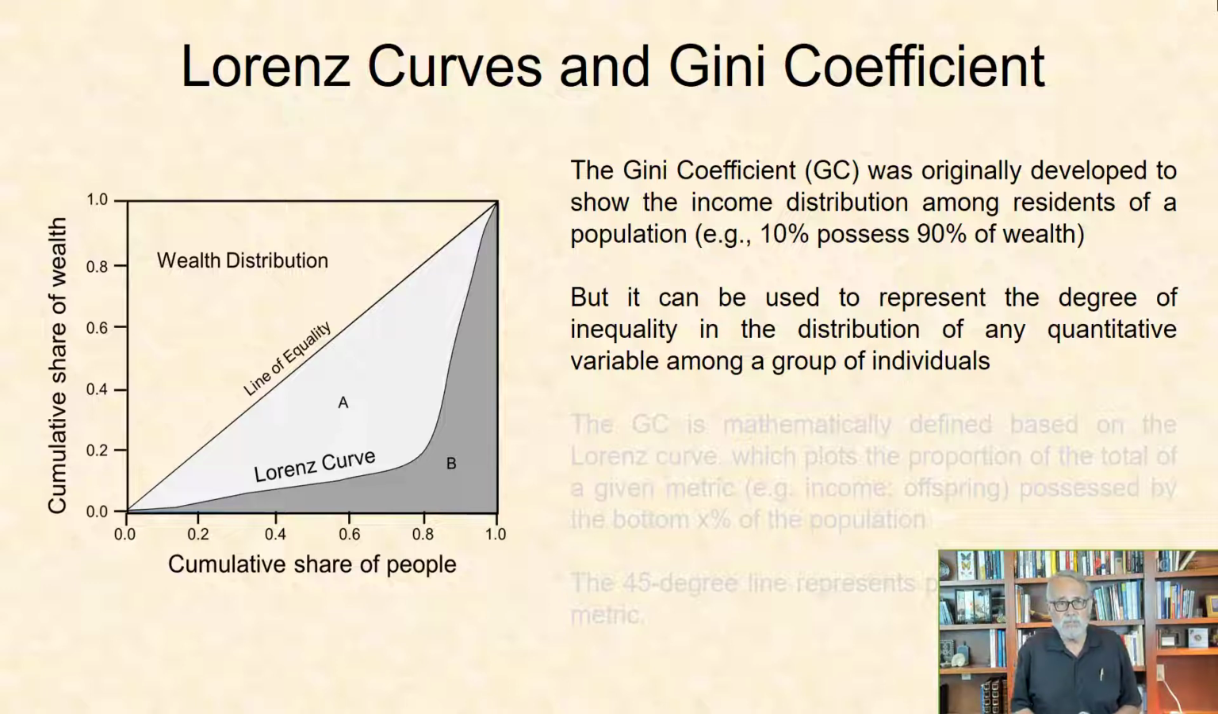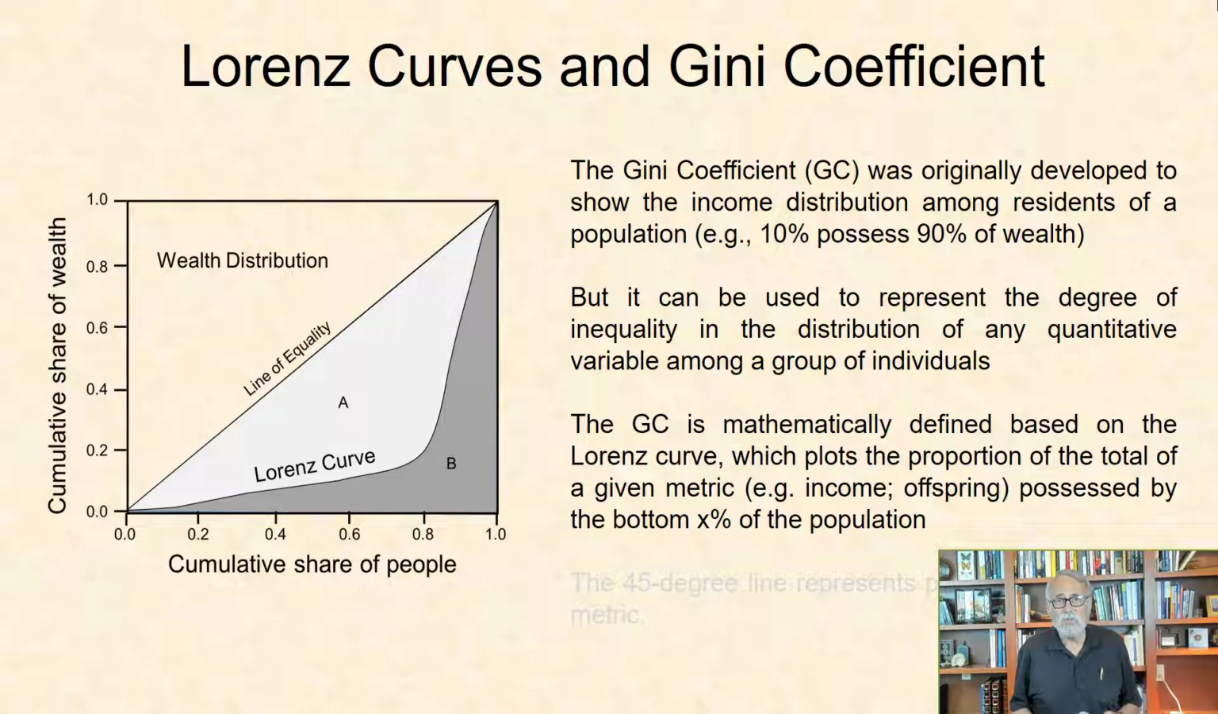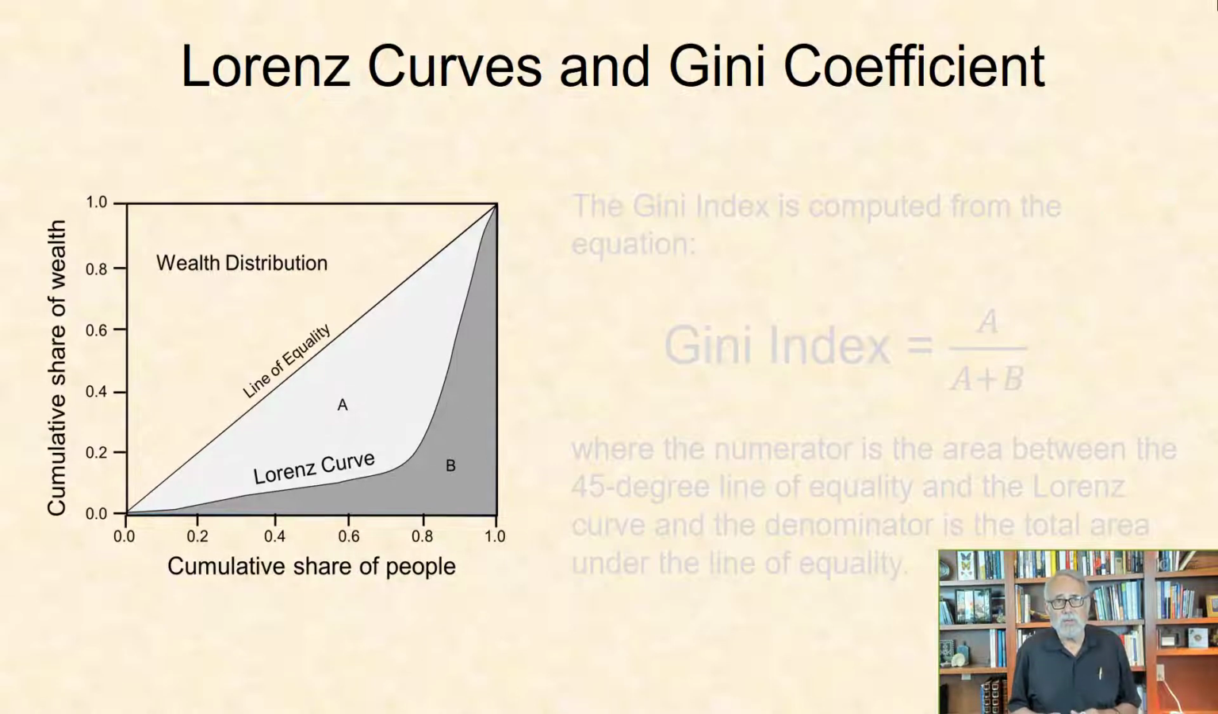a group of individuals. The Gini coefficient is based on the Lorenz curve, which plots the proportion of the total of a given metric, for example, income or offspring, possessed by the bottom X% of the population. The 45-degree line represents the perfect equality of this metric, e.g. 25%, 50%, and 75% of females produce 25, 50, and 75% of the offspring, respectively. However, more typically, we find something like 25% of the females produce 50% of all offspring, or as before, 10% of people possess 90% of the wealth.